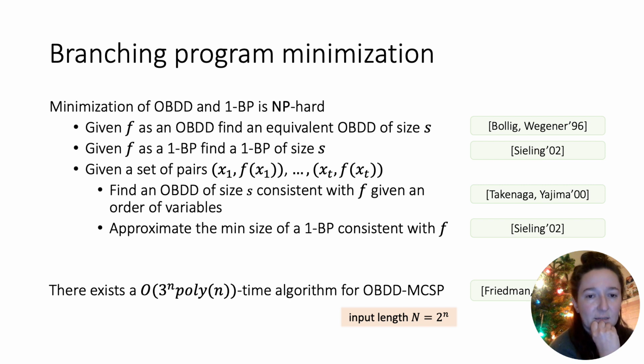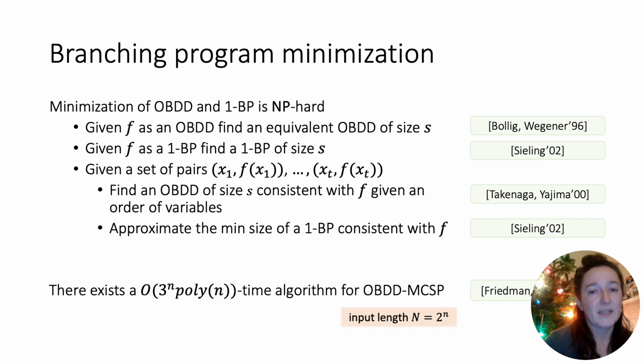Note that since the length of the input of MCSP or the minimum OBDD size problem is 2 to the little n, and we have an algorithm with a runtime of 3 to the n, this is actually a polynomial time algorithm in the length of the input. So we can decide the total version of OBDD minimization very efficiently. But if we have a succinct input, then it becomes NP-hard to minimize OBDDs and read-once branching programs.